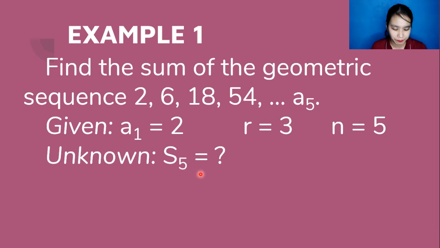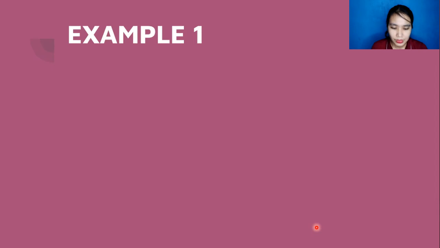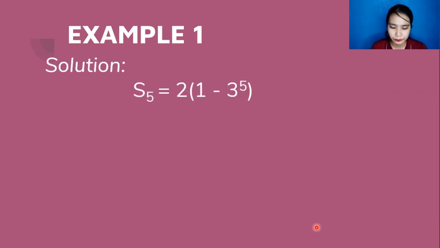So S sub 5. To find this, we have the formula S sub n equals a sub 1 times the quantity of 1 minus r raised to n, over 1 minus r. Since we don't have here our last term, we use this formula. So by substitution, we have S sub 5 equals 2 times 1 minus 3 raised to 5, over 1 minus 3.